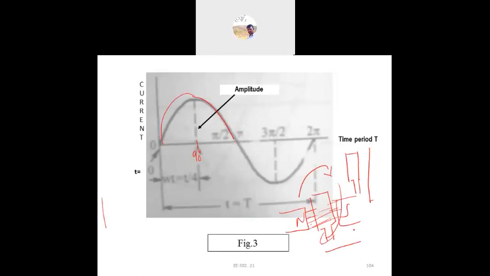The rotation always continues. First it will rise from 0, then from here to here: 0 to 90, 90 to 180, 180 to 270, then 270 to 360 degrees.